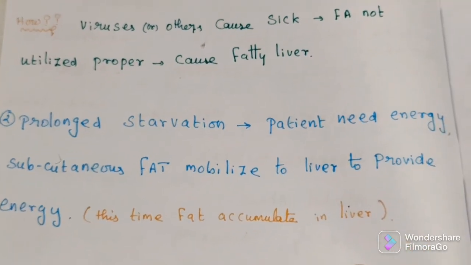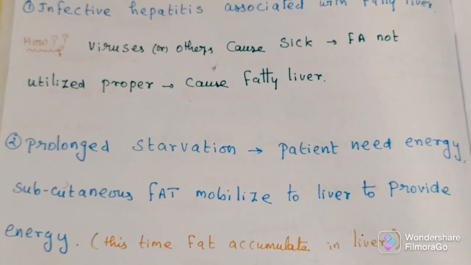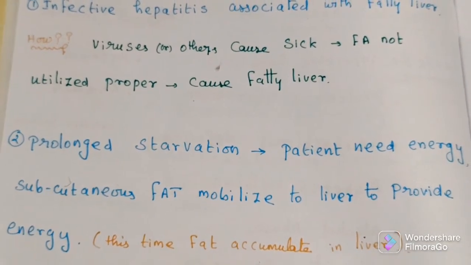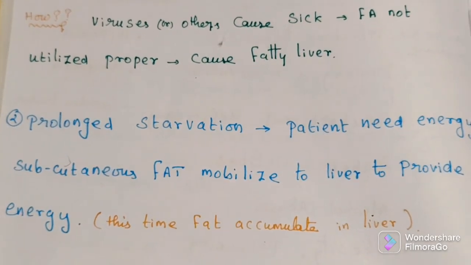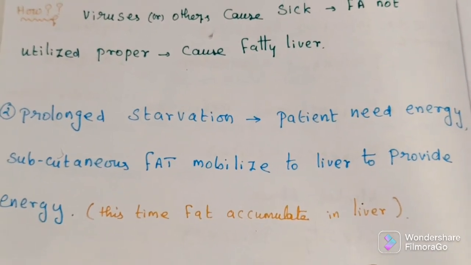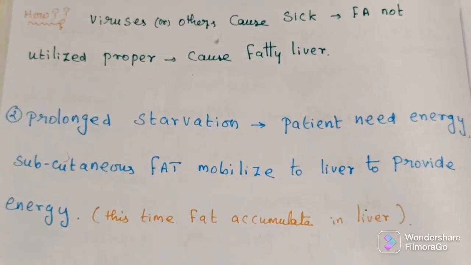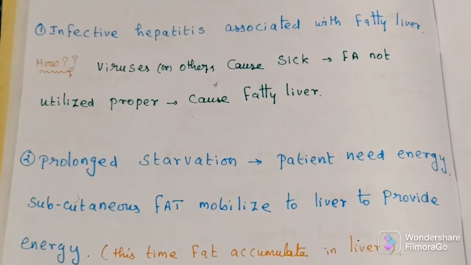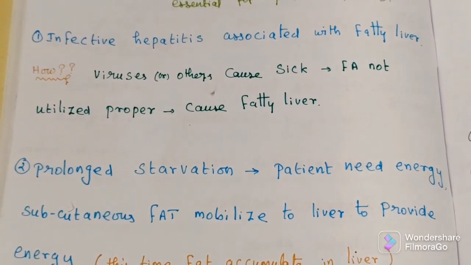Second condition, prolonged starvation: not getting glucose, fat, or carbohydrate. At that time the patient's body needs energy, so subcutaneous fat moves to the liver to produce energy. This time fat accumulates in the liver, so it causes fatty liver. First condition was infective hepatitis, second is prolonged starvation.